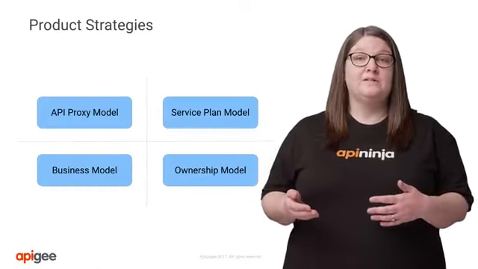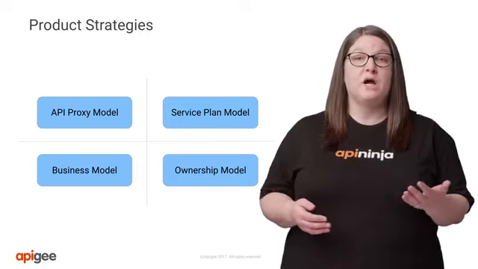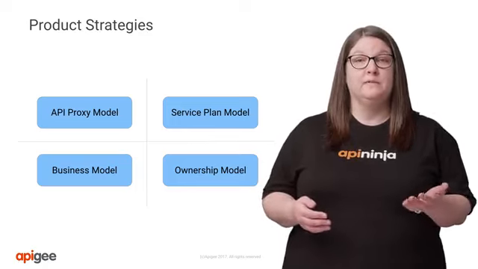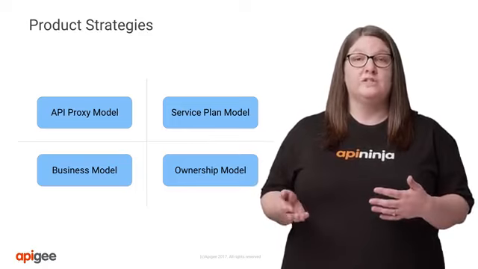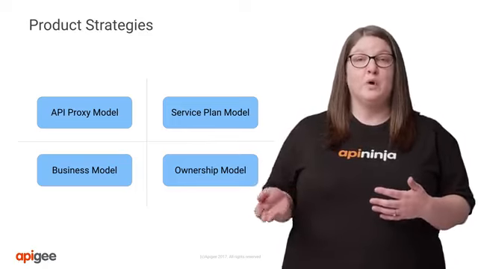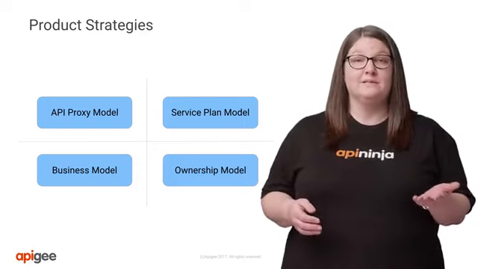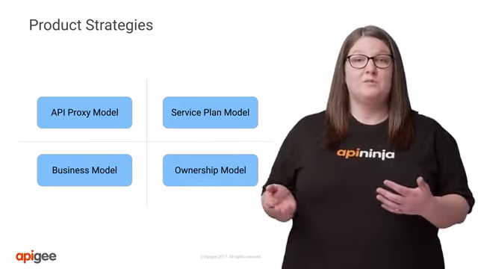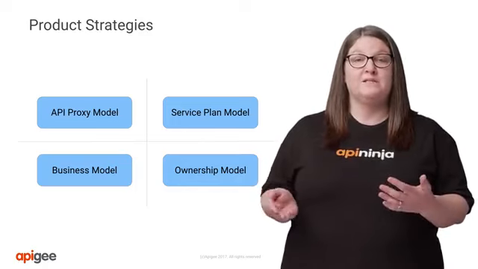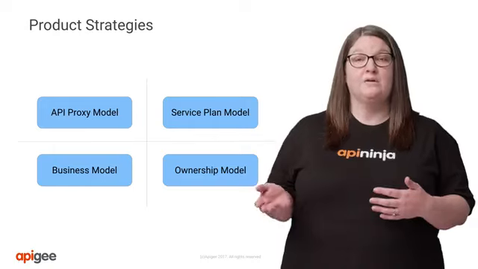To understand how you set up products, you need to understand some general strategies around how to group the proxy resources that they represent. We'll highlight 4 common strategies here. Which one you choose often depends on how you want to set up your API program. And remember, your strategy doesn't need to fit into one of these buckets. You may decide to mix and match from these 4 or even change over time as you see how your APIs are being used. We'll start with the API proxy model.